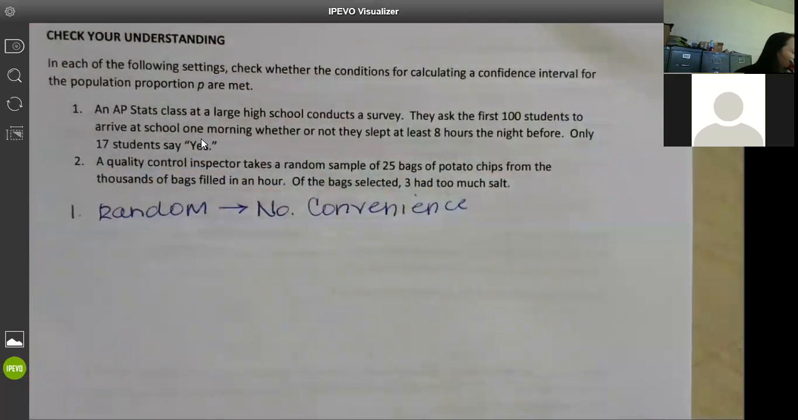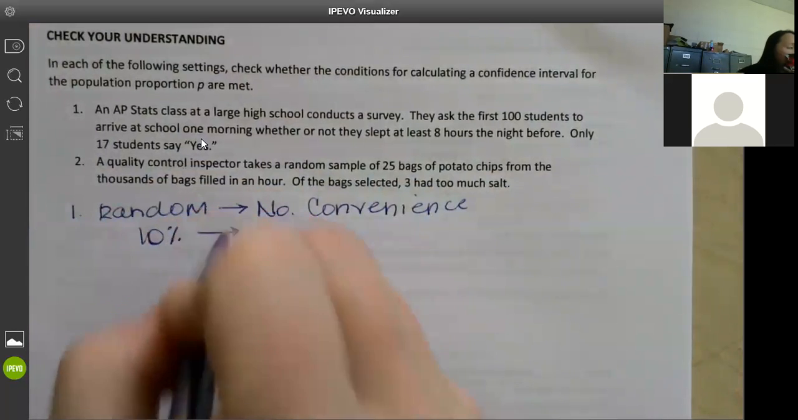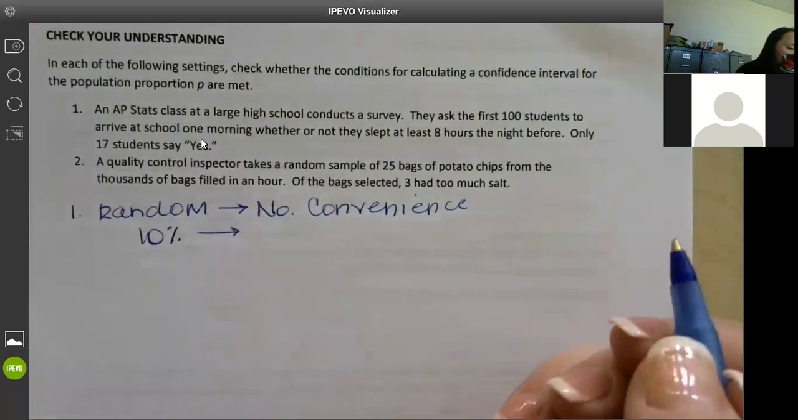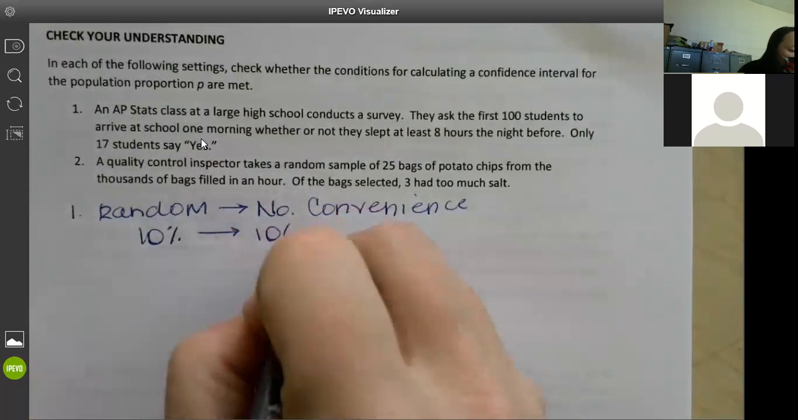So that one is not met. We're still going to go through the rest of them. 10%. How would we check 10%? Ten times 100, which is?